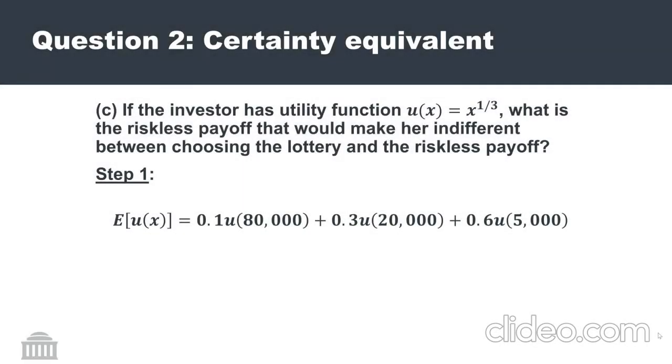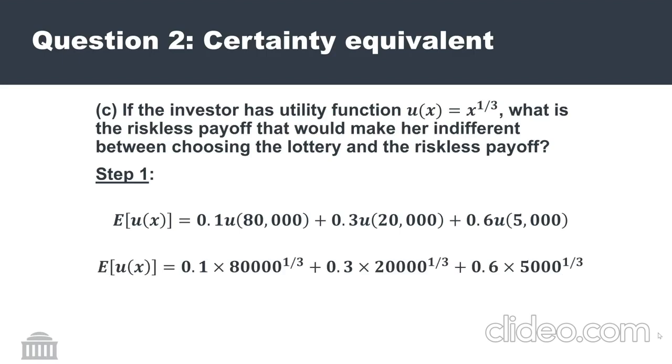Finally, let's find the certainty equivalent for the third investor. Recall that this investor has utility function x raised to the power 1 over 3. We will do exactly the same two steps as we have done in part A and part B of this question. So step 1, we're starting with the same equation.